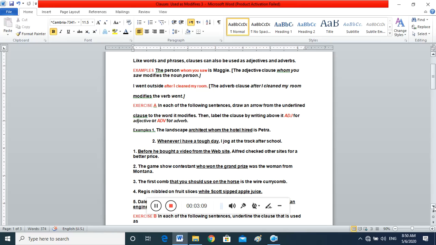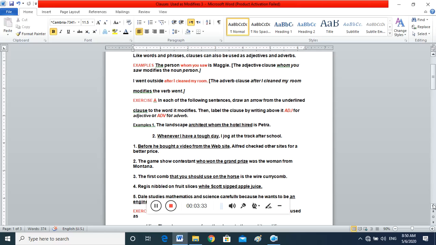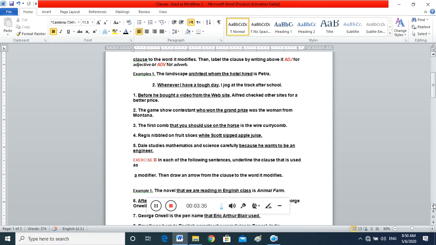Number 2. Whenever I have a tough day, I jog at the track after school. The clause whenever I have a tough day modifies the verb jog, so it acts as an adverb. Okay, let's see the next sentences together.